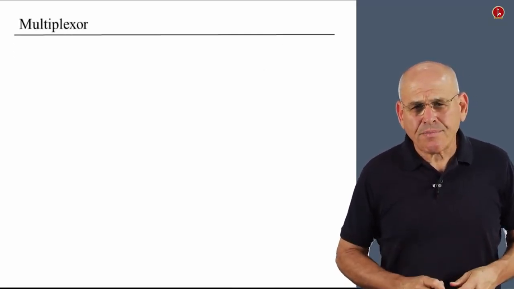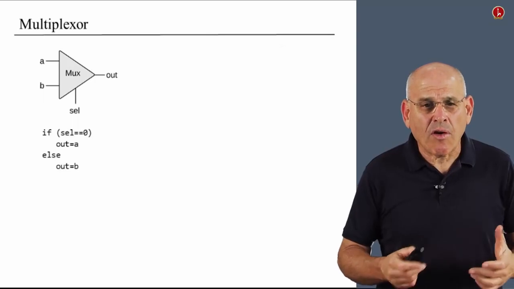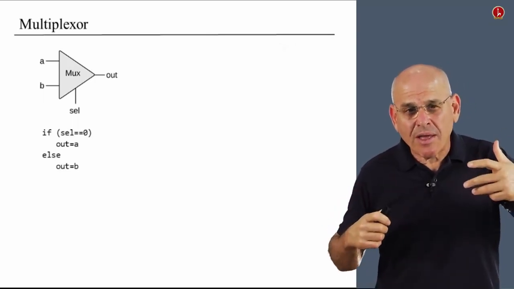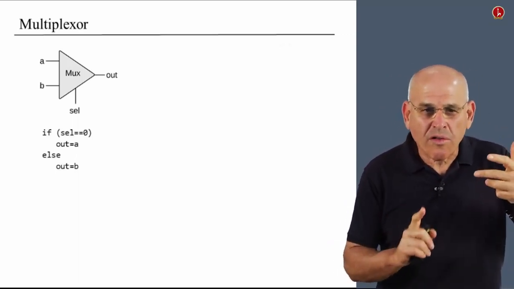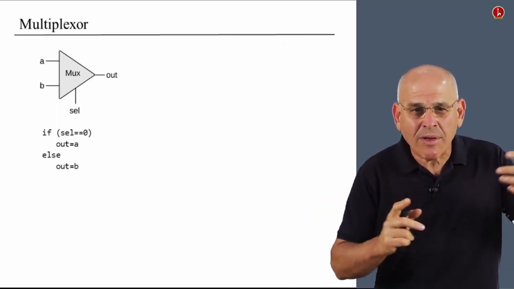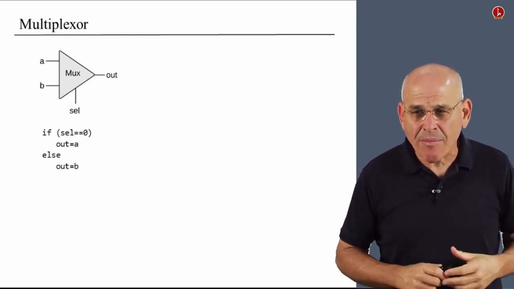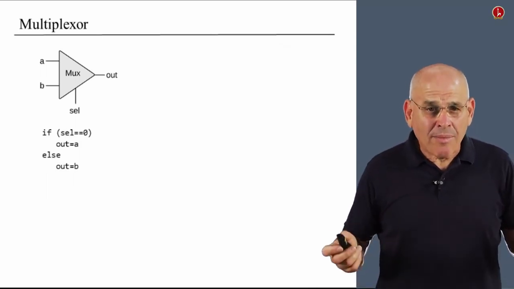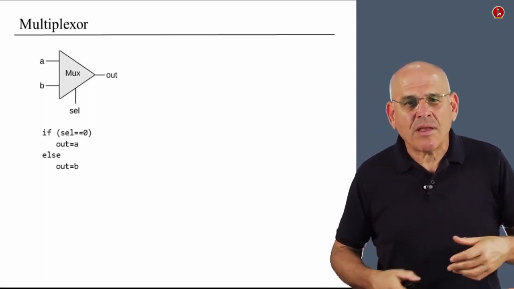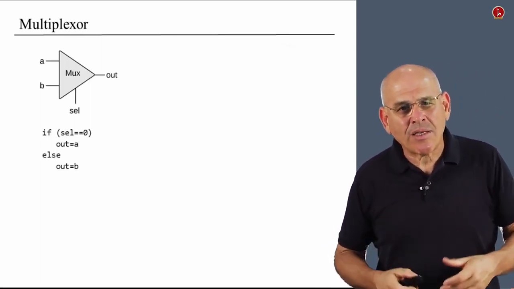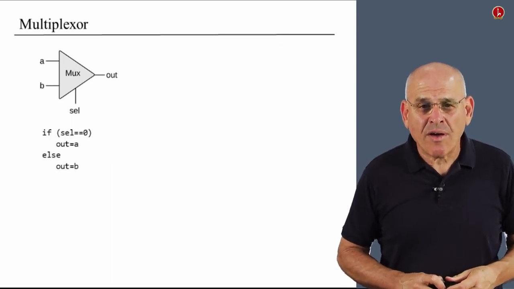So what is a multiplexer? A multiplexer is a gate that operates as follows. There are two inputs coming in, and we denote them A and B, and there's a select input coming in, so-called, from the bottom. Of course, in reality, there's no bottom and left, but I'm talking about this gate diagram here. So three inputs come in, A, B, and sel. What does the multiplexer do? Well, if sel equals 0, the multiplexer outputs A. If sel equals 1, the multiplexer outputs B.